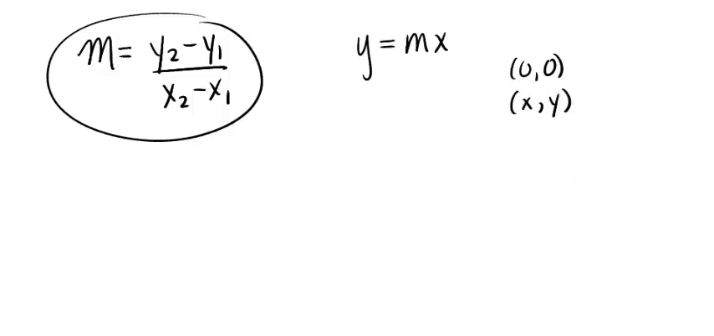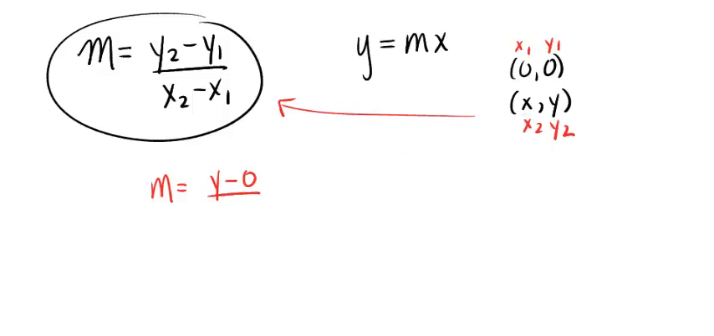So if we label our points (x1, y1) and (x2, y2), and we plug this information back into our slope equation, our slope for our direct variation is going to end up being y minus 0 divided by x minus 0, or just y divided by x, like we talked about before.